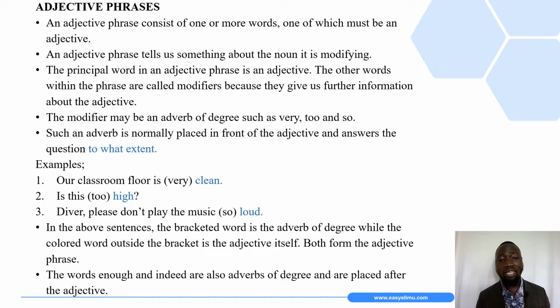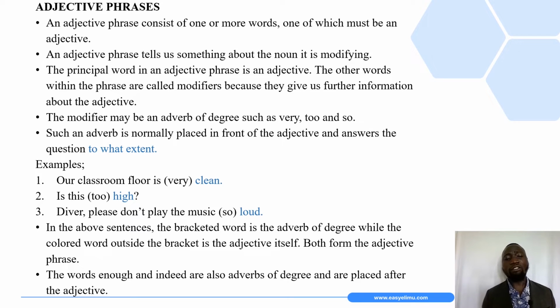Remember, we say that the phrase consists of one or more words, one of which must be an adjective. So it is the adjective that becomes the principal word. The other words within the phrase are called modifiers because they only give us further information about the adjective. Another thing is that the modifier may be an adverb of degree, such as very, too, and so.